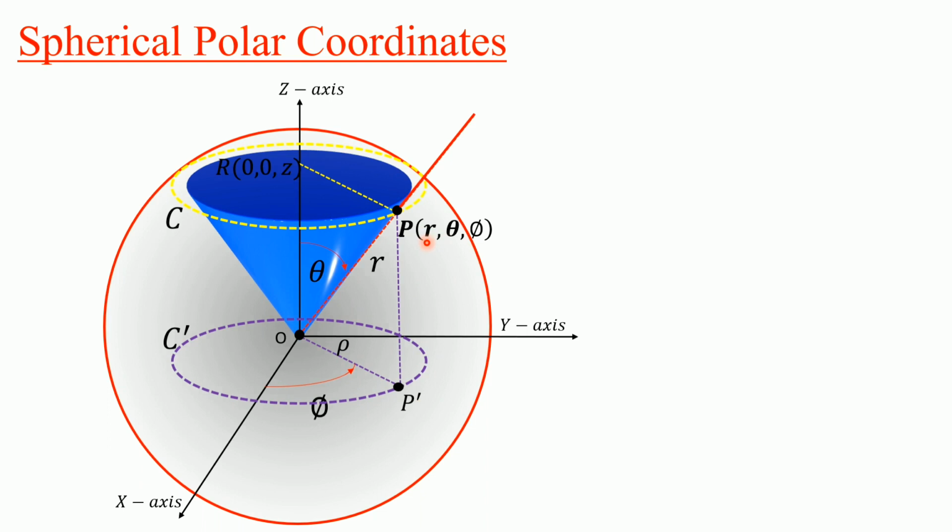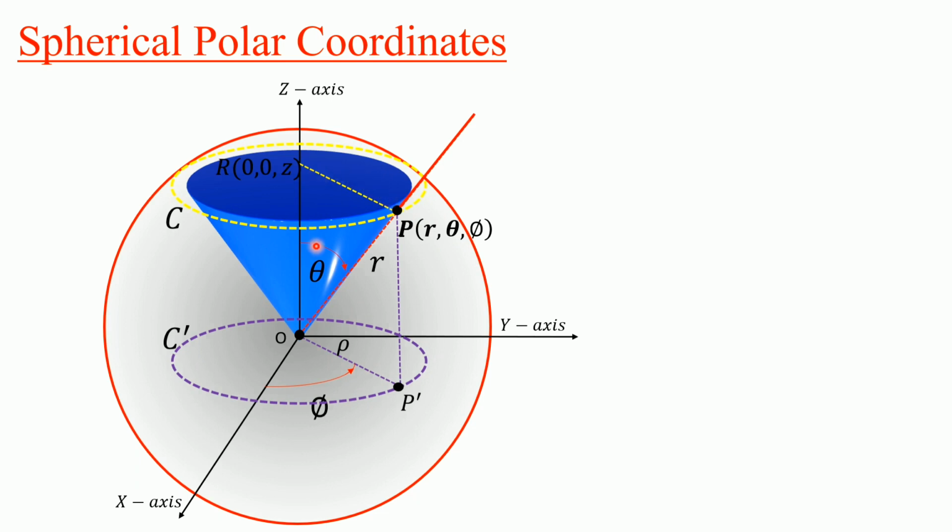and therefore the coordinates of this point P are r, which tells us the point lies on the sphere; theta, which tells us the point lies on the circle; and this phi, which gives us that unique point P. So this is how spherical polar coordinates are defined.